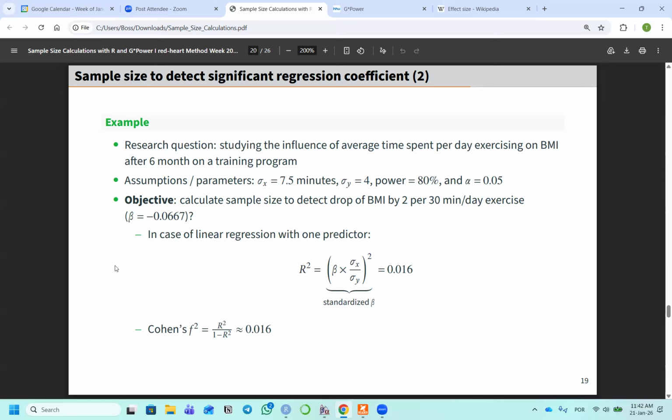In case of a linear regression model, if you are dealing with one predictor, R square can be calculated in such a way, and I found 0.016. And I have to get my Cohen's f square, which is equal to R square over 1 minus R square, which is the same number, because 1 minus this number is 0.9 something, and if you divide a number by a number approximately equal to 1, you end up with the same number. That's why I get approximately the same number.